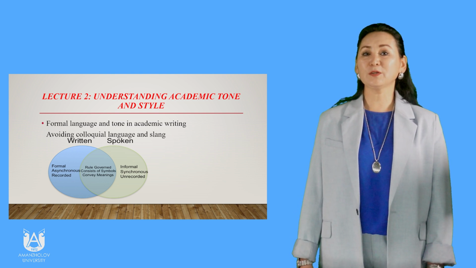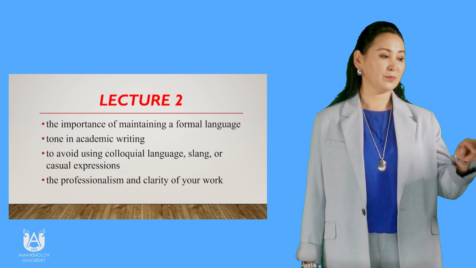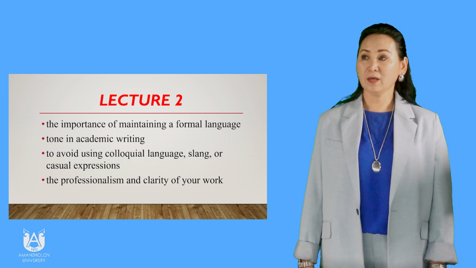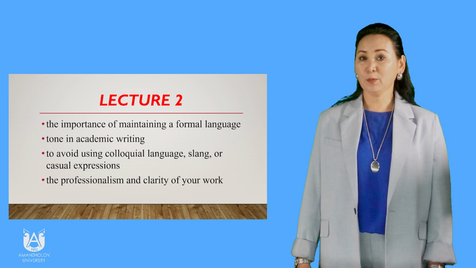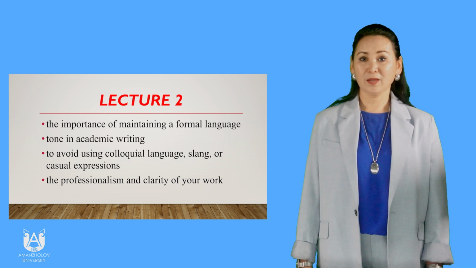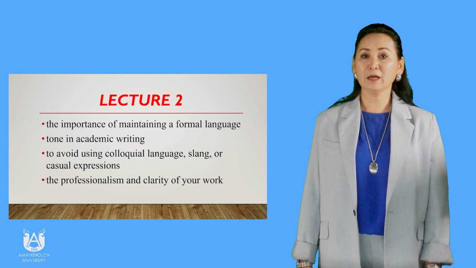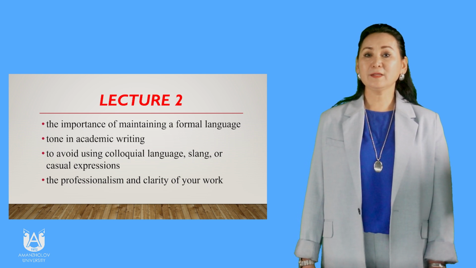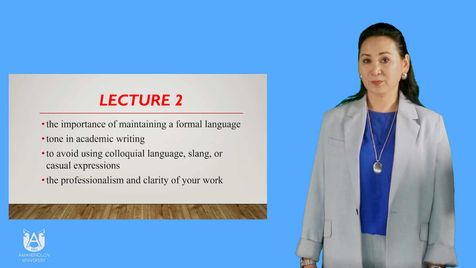How can you write with a formal tone in academic writing? One of the key aspects of formal tone is choosing words that are suitable for your topic, purpose, and audience. Avoid words that are too informal, vague, emotional, or biased. For example, instead of saying the results were awesome, say the results were significant.